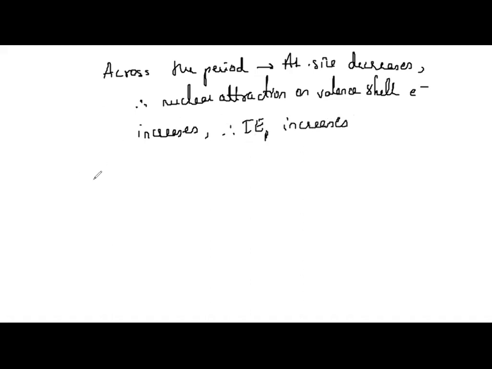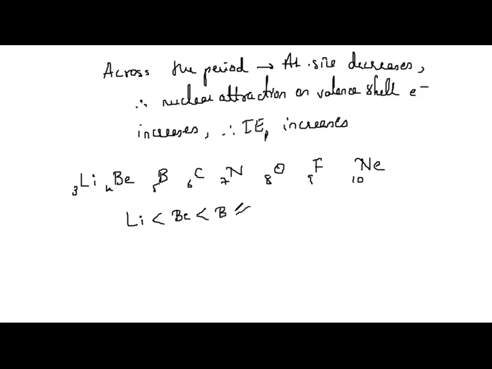Okay, they have taken second period elements. Second period elements are lithium, beryllium, boron, carbon, nitrogen, oxygen, fluorine, and neon. So atomic number is 3, 4, 5, 6, 7, 8, 9, and 10. So expected is lithium has got least ionization energy, then comes beryllium, boron, carbon, nitrogen, oxygen, and fluorine. Correct? This is the correct expected one. So across the period, atomic size decreases, so ionization energy increases.